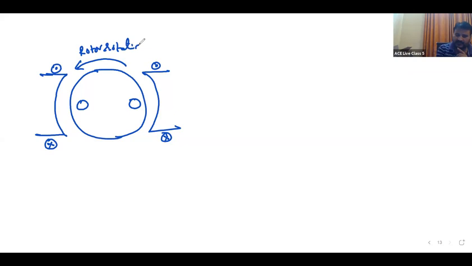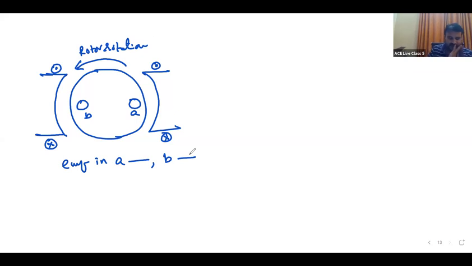Rotor rotation. Then EMF in A and B. EMF in A dash, B dash. Tell me, is A cross or dot? Is B cross or dot?